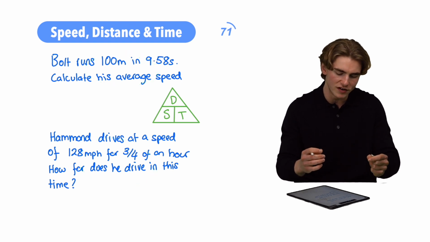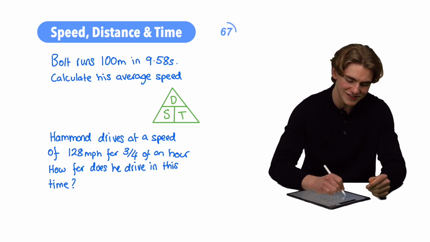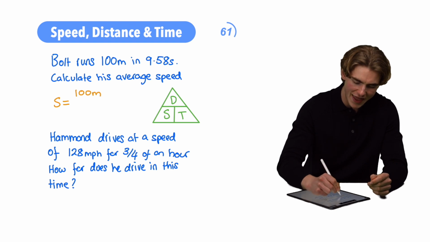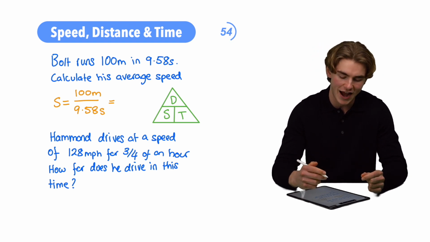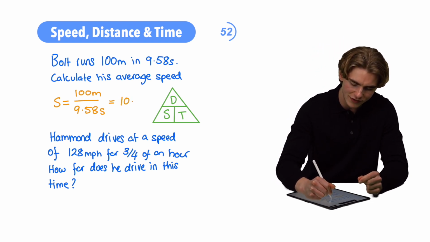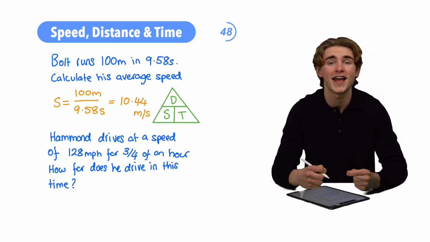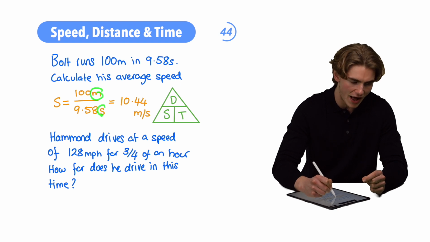First off, Bolt runs 100 meters in 9.58 seconds. How are we going to calculate his average speed? What we're going to do is we're going to do that our speed is equal to our distance, 100 meters, divided by our time, 9.58 seconds. And guys, if we type that into our calculator, we would get that our speed is equal to 10.44 meters per second to 2 decimal places. And our units, guys, are going to come from the fact that we're doing our meters divided by our seconds.